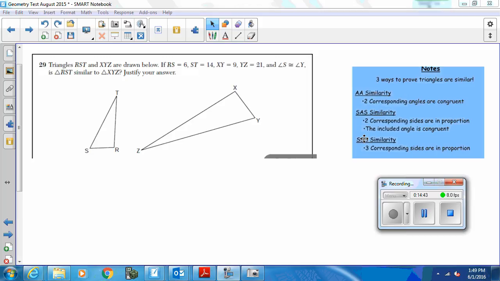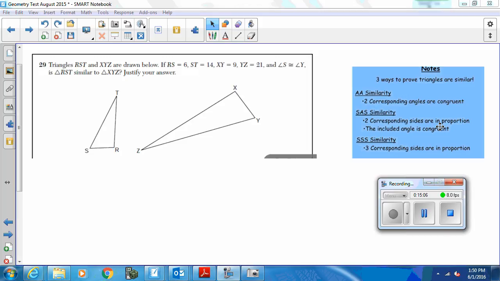Let's go down to SSS, that's side similarity. So three corresponding sides are in proportion. Well, we don't know all the sides. We know two sides for each triangle. So we're not going to be able to use that. Let's go to the middle one, side-angle-side similarity. That says two corresponding sides are in proportion and the included angle is congruent.